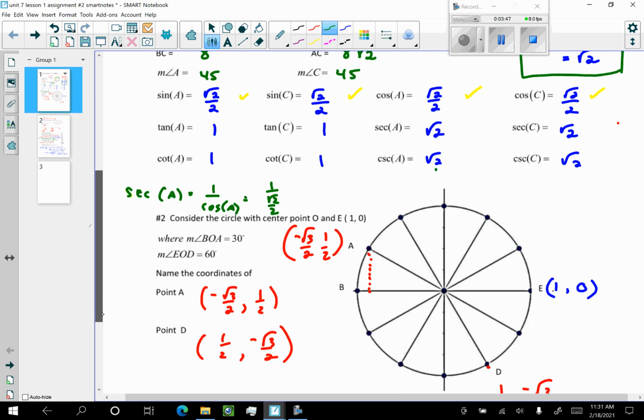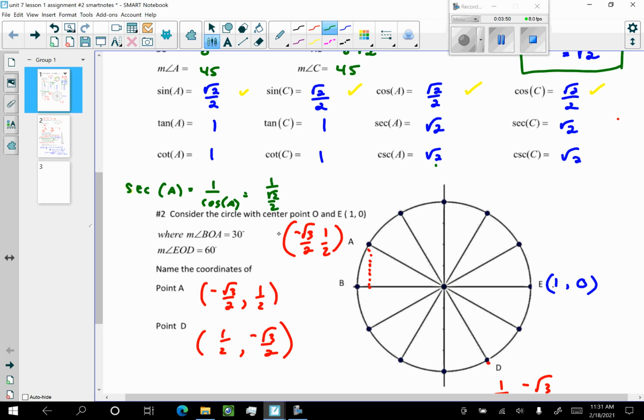Okay? This next problem right here, I have a circle with center at O. This point here is 1, 0. And I know angle BOA right here is 30 degrees. We talked about this in yesterday's video, but you didn't even need yesterday's activity to get this. You would have been able to figure this out. Because what do we have here? Here we have a 30, 60, 90 right triangle. They tell me that this is 30.